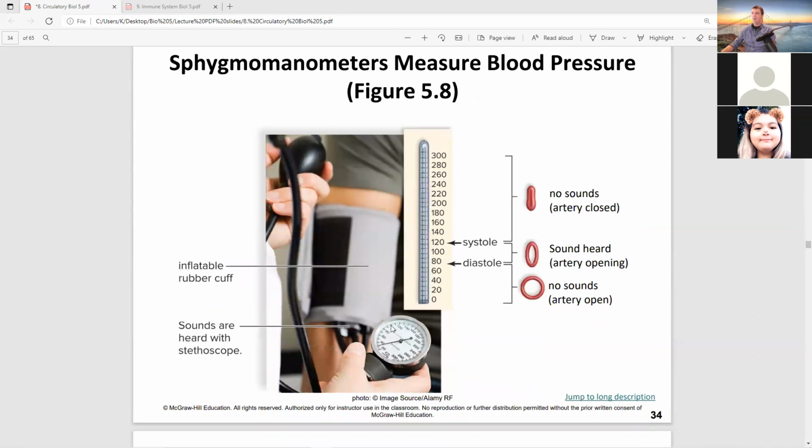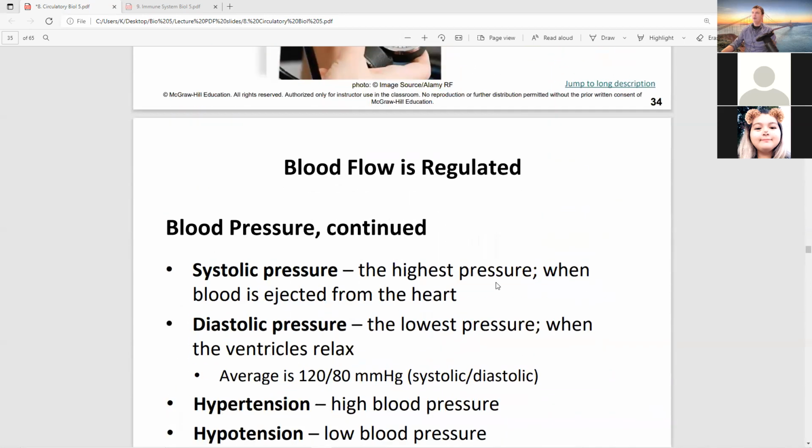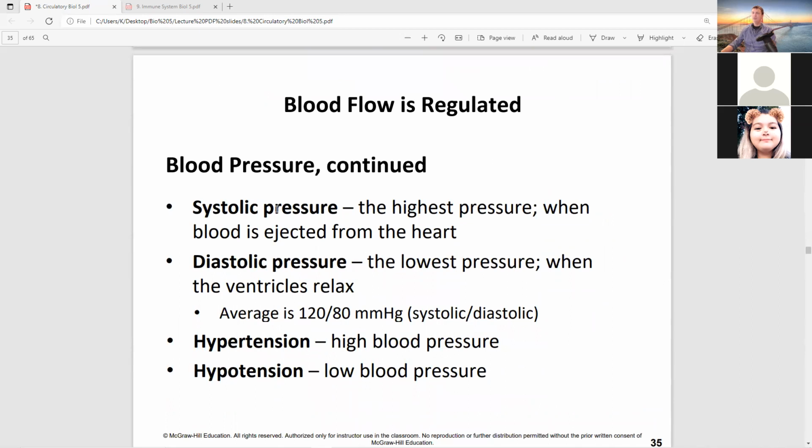So we used to measure with sound using a stethoscope. And so you can hear the arteries open and close, and then this will give you a systole and diastole number. Okay, but nowadays it's all automated. So this will give you systolic pressure, the highest pressure when blood is ejected from the heart, and it'll give you the diastolic pressure, or the lowest pressure, when the ventricles relax. And so the average is 120 over 80.